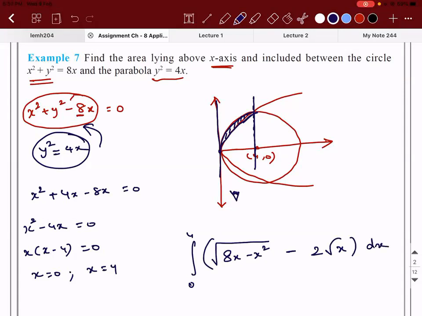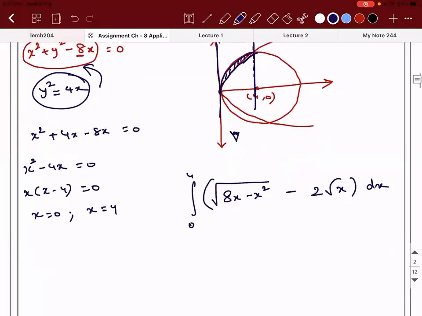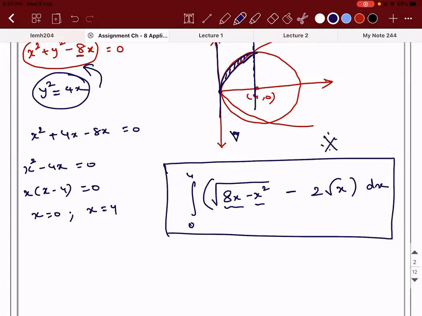No, integration is your job. Okay, sir. So root of 8x minus x square means it is not root of a square minus x square. You have to do the completing the square method and then proceed. My job is only to teach you how to frame the equations. Is this clear, guys? Anybody having any other doubt?